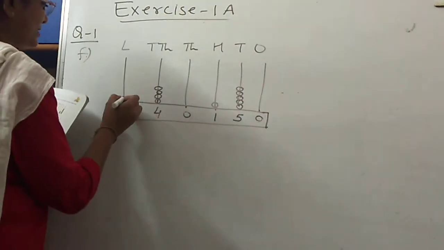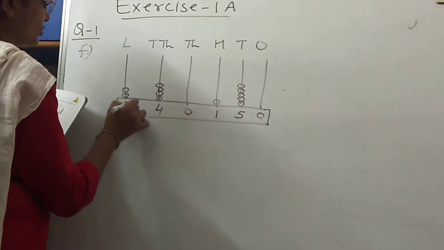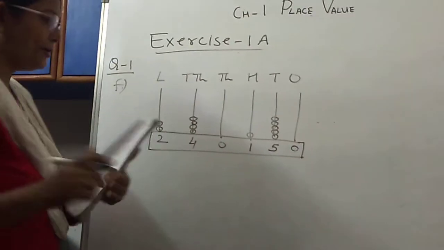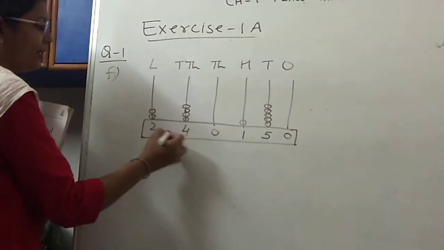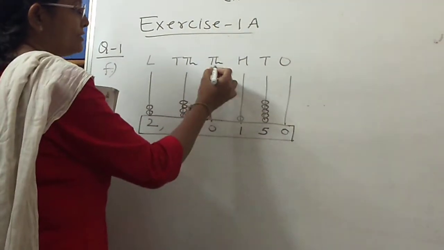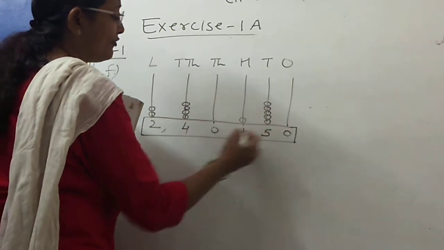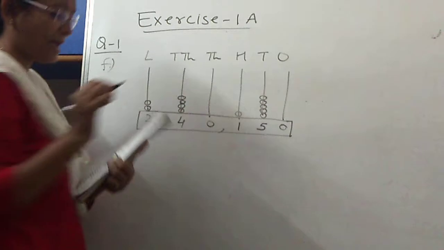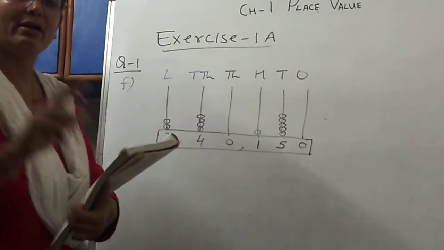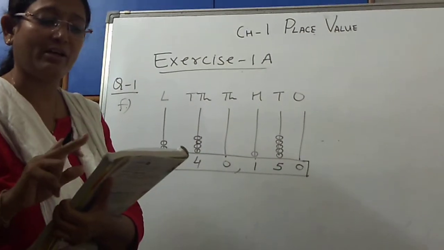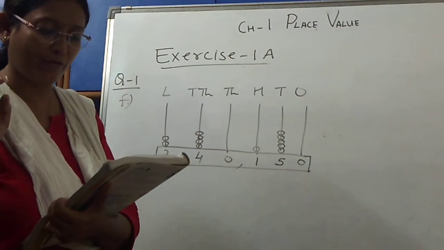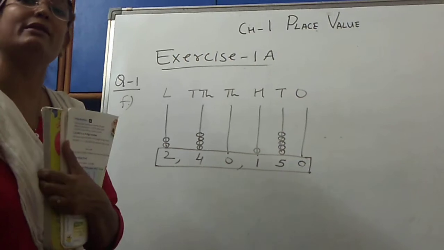And at the lakhs place they have given 1 and 2, so you will write 2. So what number are you getting here? You are getting 2,40,150. We have to put a comma after the periods get over. Again, the question is only half till here. Then write in words in your exercise books. Two have been done for you. You have to write in your notebooks.